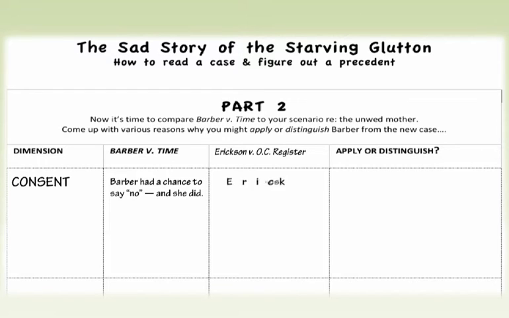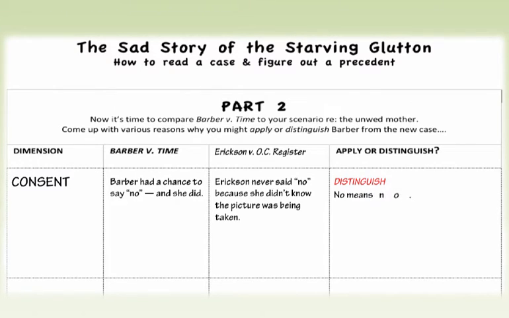Whereas Erickson, being completely clueless about what was going on, never actually said no, because she didn't know the picture was being taken. So I'll have students who will put those two out there, and then they're like, this feels wrong, but I guess I could argue to distinguish, because Erickson didn't say no. And no means no, but I guess no means I don't know. So Erickson didn't say no, therefore the consent is murkier.